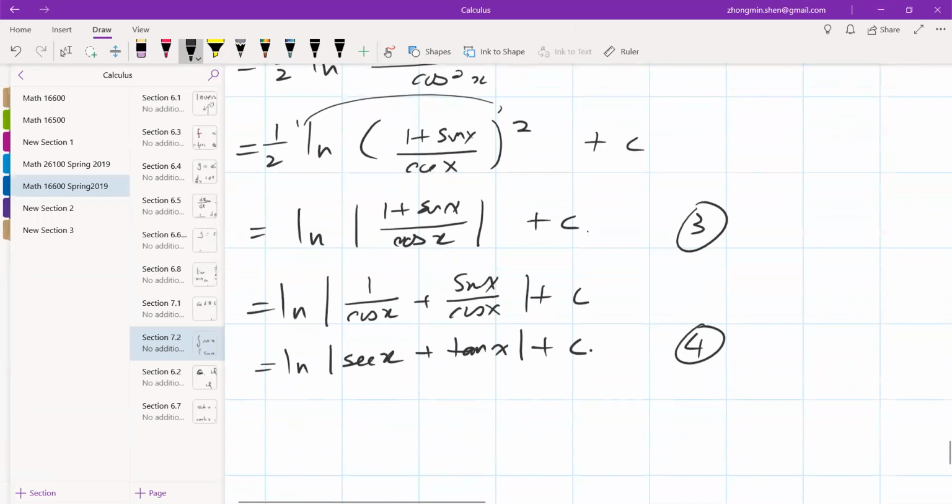That's interesting. So integral of secant x, when you get secant x, you should be able to answer the question, what is the integral of the secant x? The antiderivative of the secant x will be natural log of absolute value of secant x plus tangent x plus constant.